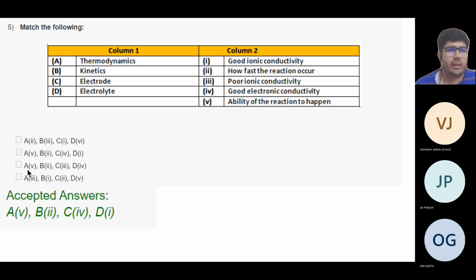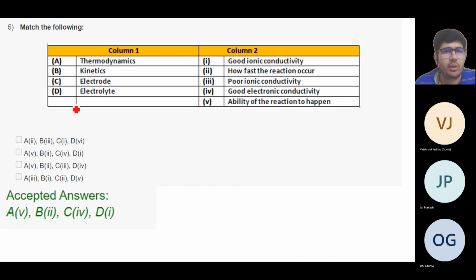Option B is correct. Let's check if any other option is also correct, because A5, yeah, in C also A5, B2 and C3. So C3, C electrode 3, poor ionic conductivity. Poor ionic conductivity. Yeah, it can be.